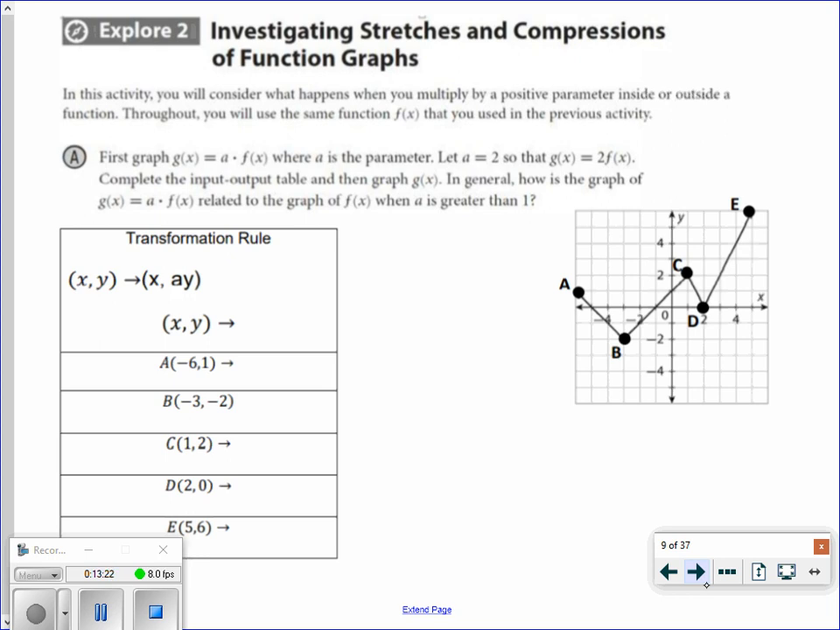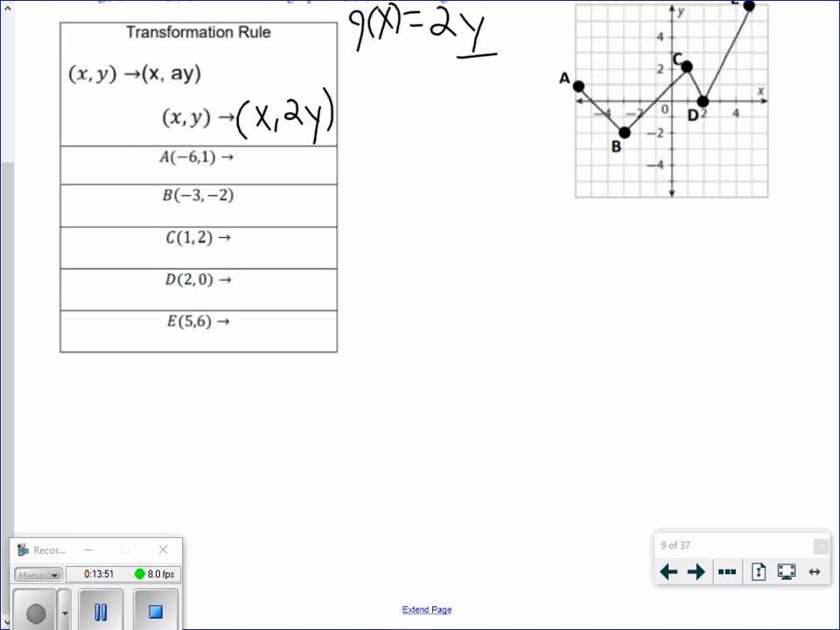So on A, we're told the first graph is g of x equals a times f of x, where a is the parameter. So let's say a equals 2. So we have the equation g of x equals 2 times f of x, or in other words, g of x equals 2y, right? Y is kind of like a fancy way of saying f of x. So we're multiplying the y's by 2. So our transformation rule is x comma 2y. And that means we're just going to be multiplying each y value by 2. So just go ahead and multiply each y value by 2.